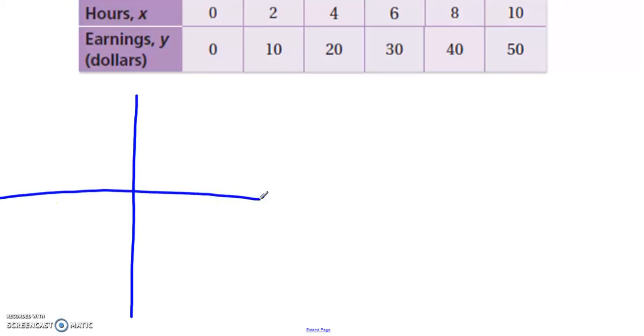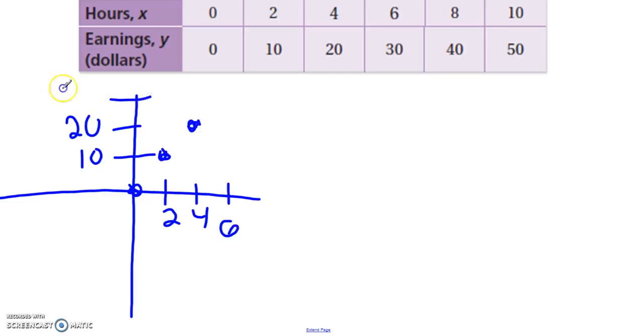Okay, so we have 0, 0. Then I'm going to go up by 2, so 2. And then over here I'm going to go up by 10s. Okay, so 2, 10. And then here's 4, and here's 20. And then here is 6, and here's 30.